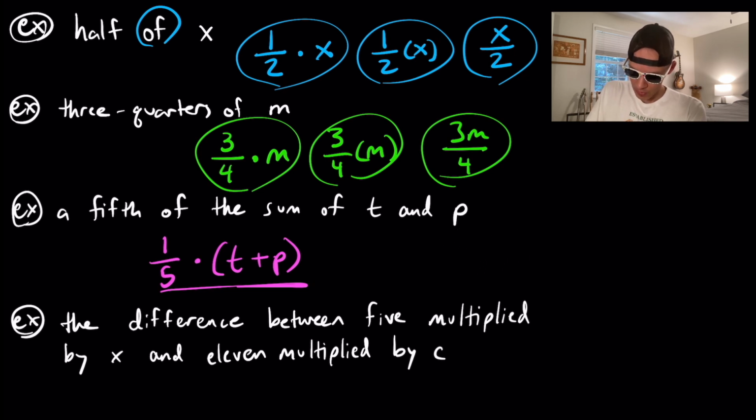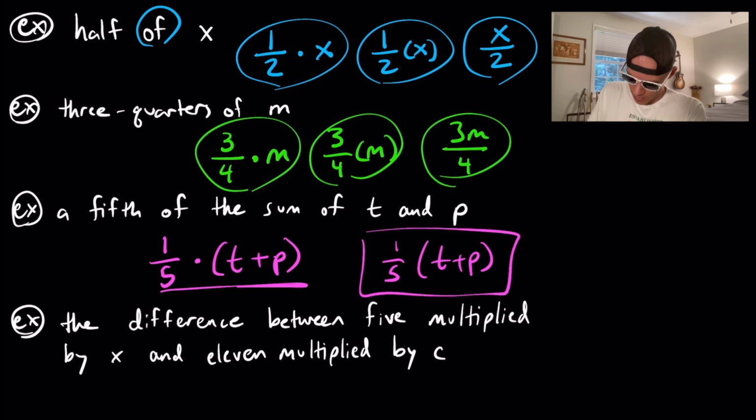So we could write that, we don't have to have the multiplication dot there. We can also write this as 1/5 times (t plus p), like that. Either one's fine.